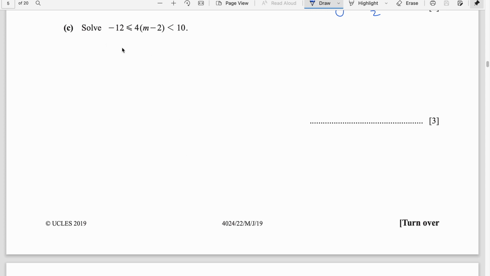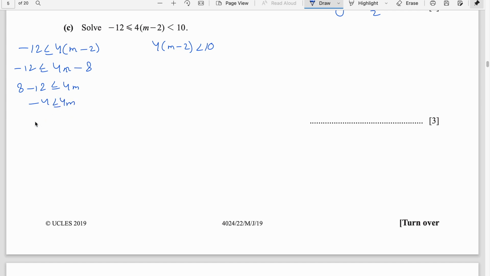3c. Solve the inequality. So these are two inequalities. Write them separately and then solve. Minus 12 is less than or equal to 4 into m minus 2 is the first one, and 4 into m minus 2 less than 10 is the second one. So minus 12 less than or equal to 4m minus 8. 8 minus 12 is less than or equal to 4m. Minus 4 is less than or equal to m. Minus 4 by 4 is less than or equal to m. Minus 1 less than or equal to m.